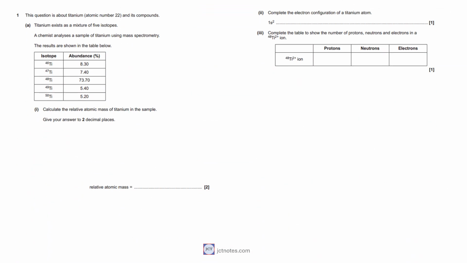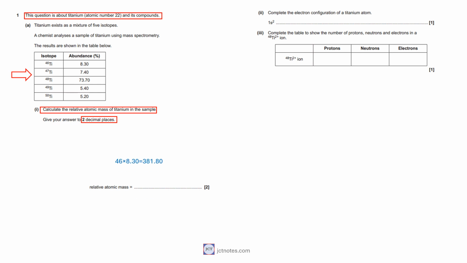Question 1 is about titanium, atomic number 22, and its compounds. In part A, we have a table with the abundance of isotopes of a titanium sample and 3 questions. In the first question, we are asked to calculate the relative atomic mass of the sample, giving the number to 2 decimal places. To calculate the relative atomic mass of titanium in the sample, we use the weighted average of the isotopic masses based on their abundance percentages.